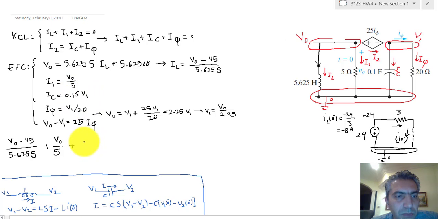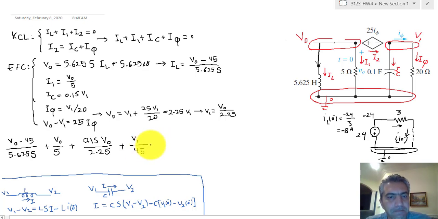So that would be 0.1 s times V out divided by 2.25, plus I phi, which is V1 divided by 20, so that would be V out divided by 20 times 2.25, and that again is actually 45. That's equal to 0.